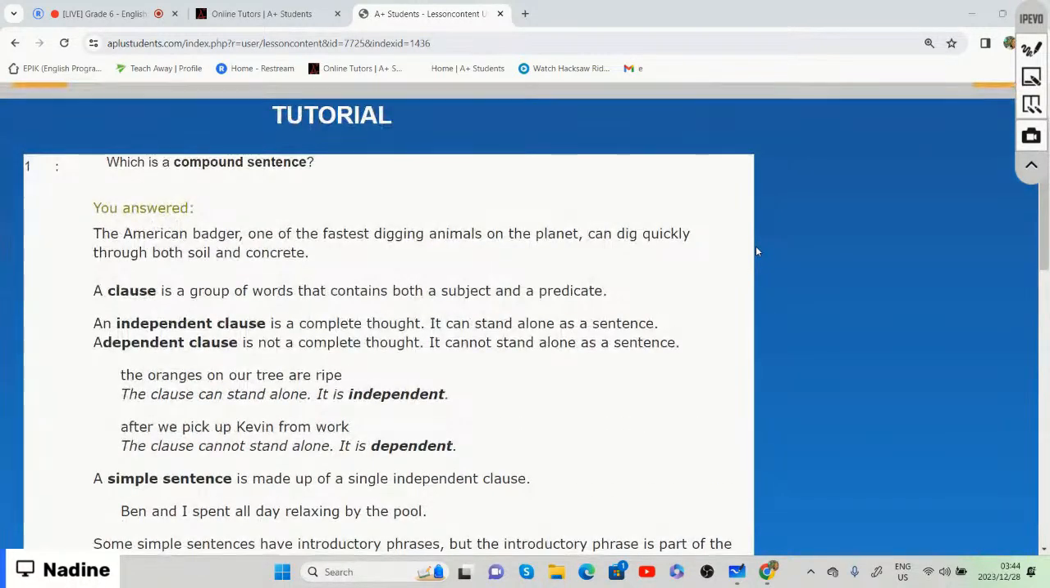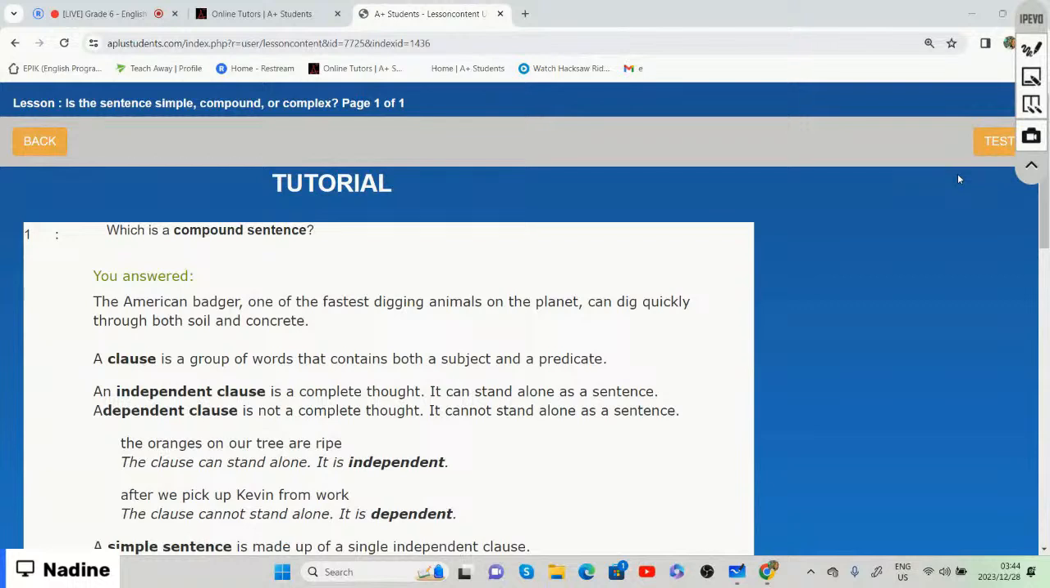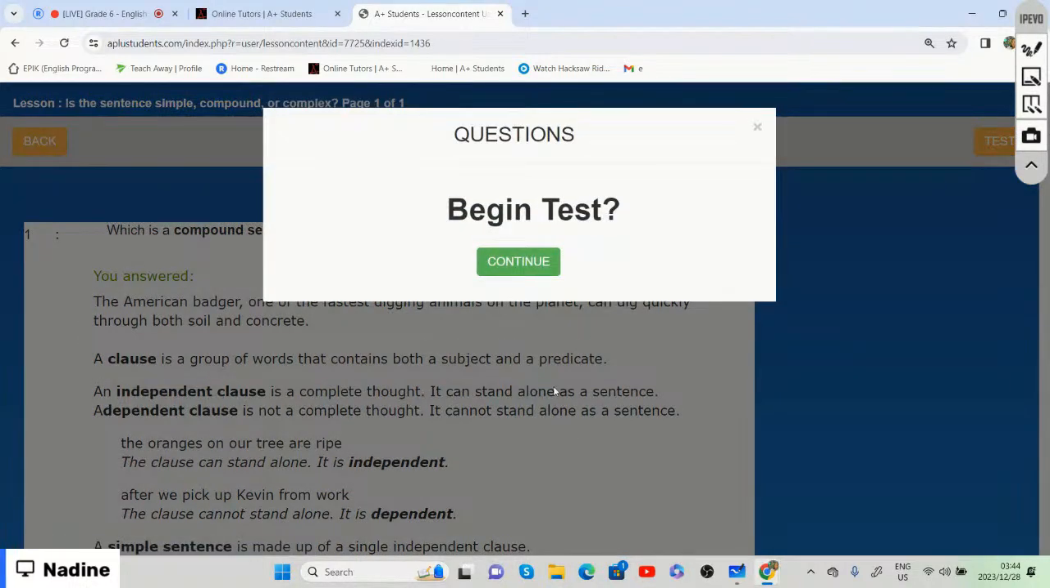All right, then before we go on to our test, we said a clause is a group of words. It contains a subject as well as a predicate, right? An independent clause is a complete thought. It can stand alone as a sentence, which means that it contains both a subject as well as a predicate. And a dependent clause is not a complete thought. It cannot stand alone as a sentence. It does not express a complete thought. It does not have both subject and predicate. And usually, when we start a dependent clause, we start with a subordinating conjunction.